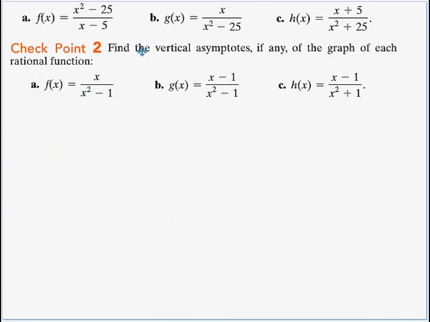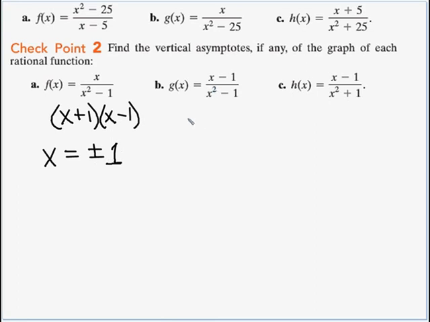Number 2 here, find the vertical asymptotes, if any. The first one, I can factor my denominator into an x plus 1 and an x minus 1. Those do not cancel with my lonely x in the numerator, so I have two locations of asymptotes, positive and negative 1.